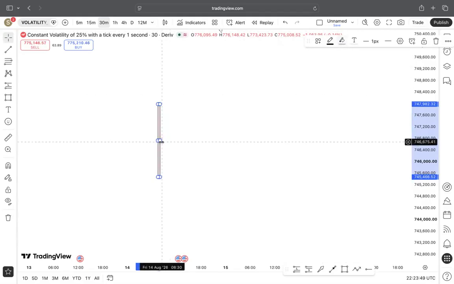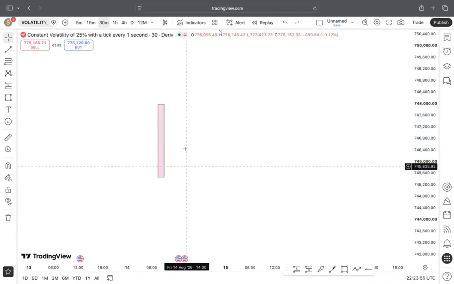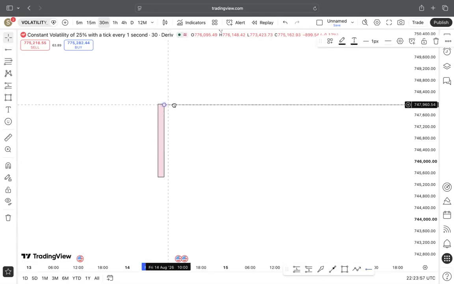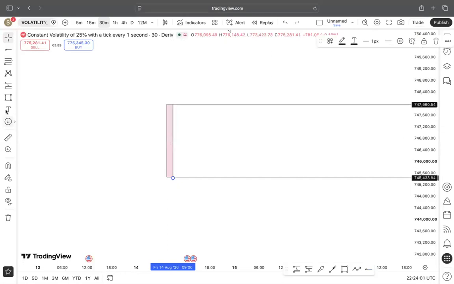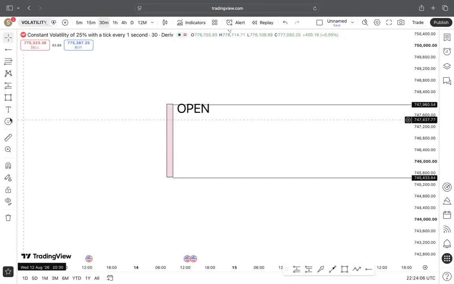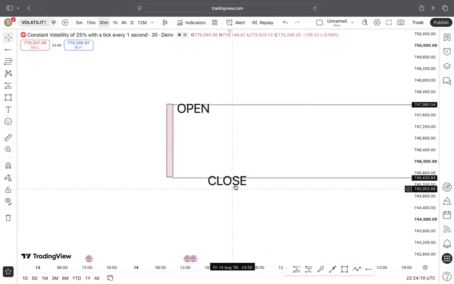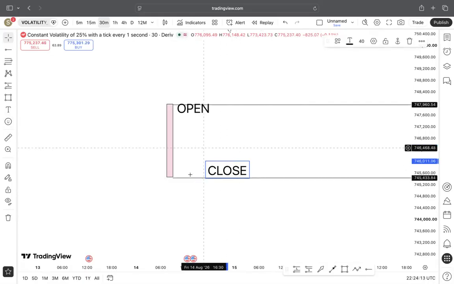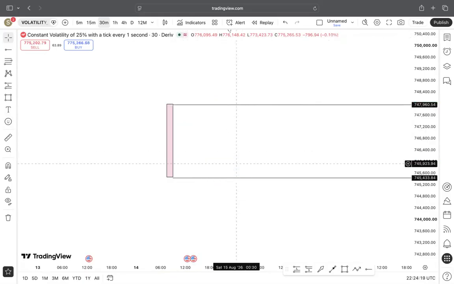Now, to know a bearish candle is not by the color. For you to know a bearish candle, the close of the candle has to be below the open. If here is the open of the candle, and here is the close, it shows that this is a bearish candlestick. And if the close is above the open, that tells you it is a bullish candlestick. I just needed to say that.